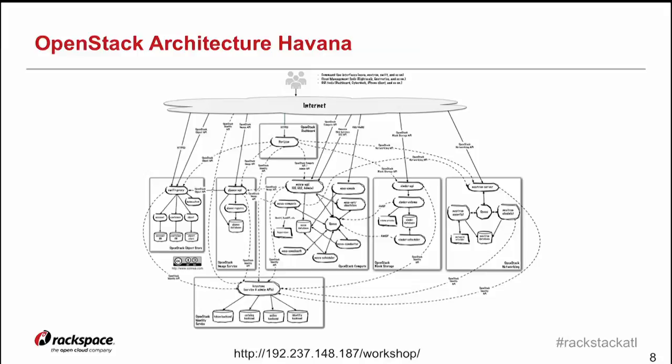This is the Havana architecture of OpenStack. So if you're not aware, in Icehouse, a project called Trove got integrated. So this doesn't include that. So this is a brief architecture diagram. I'm not going to go into too much detail because you've probably spent 4 days talking about OpenStack and you're already aware of most of these components. But just for the sake of completion, let's go through and look at them one by one.